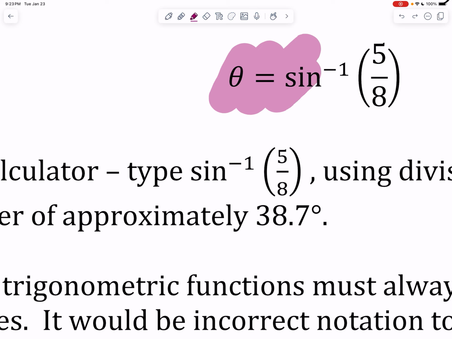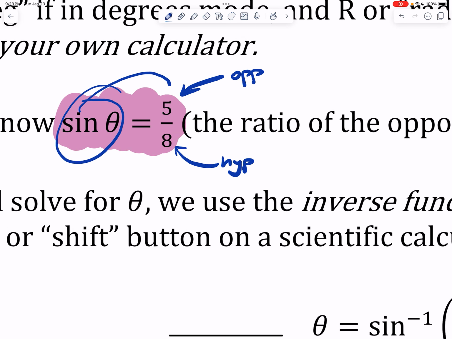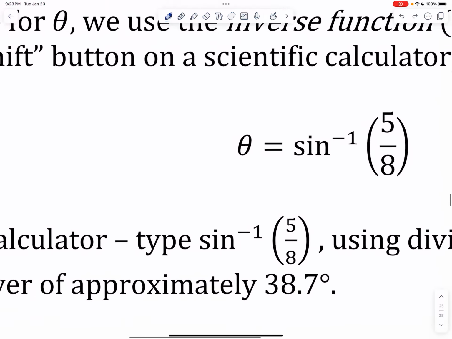So again, this is how we have to write that. We say theta is sine inverse of 5/8. That's how we move this sine thing to the other side while keeping theta itself locked in over there. That notation is very particular.